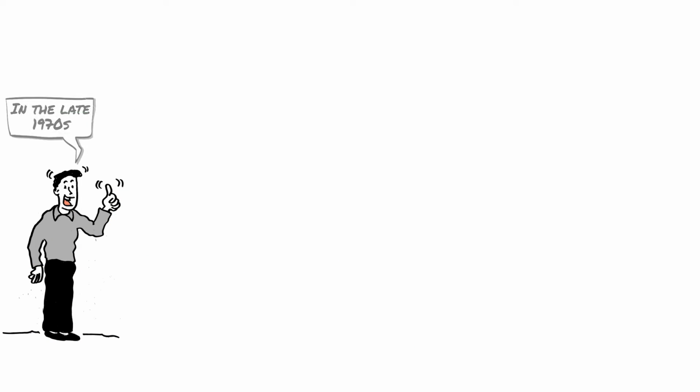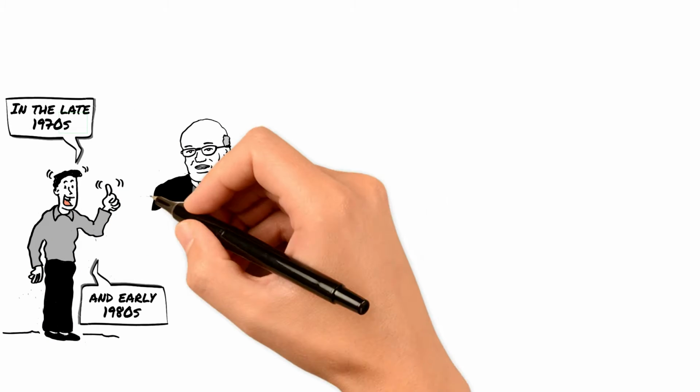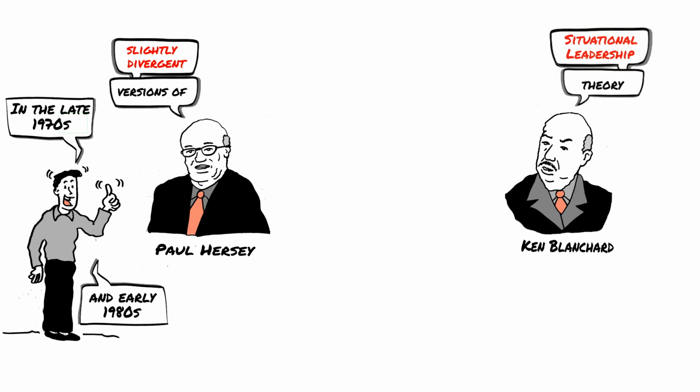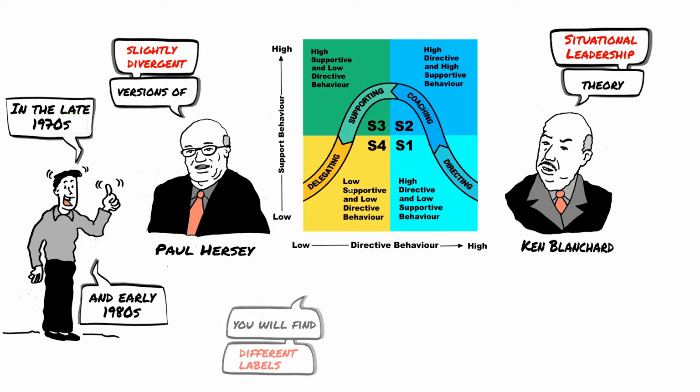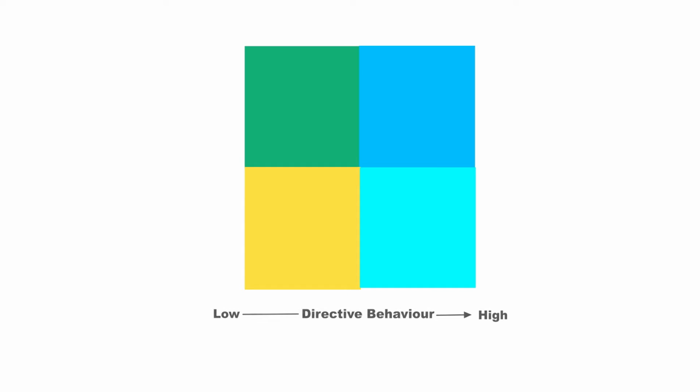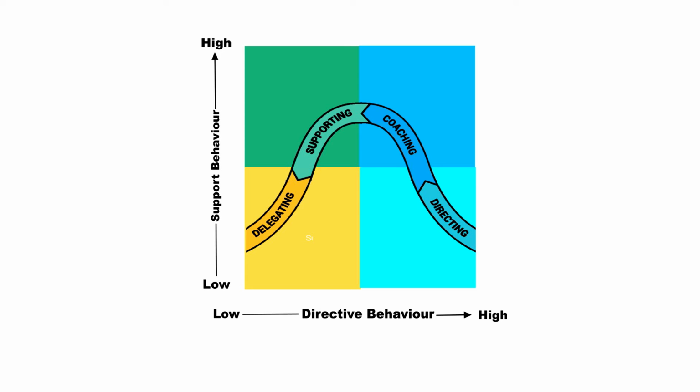In the late 1970s and early 1980s, Paul Hersey and Ken Blanchard developed their own slightly divergent versions of situational leadership theory, and you will find different labels used for the 4 quadrants in the situational leadership model. In a matrix, we can plot the level of directive behavior against the level of supportive behavior exhibited by the leader.